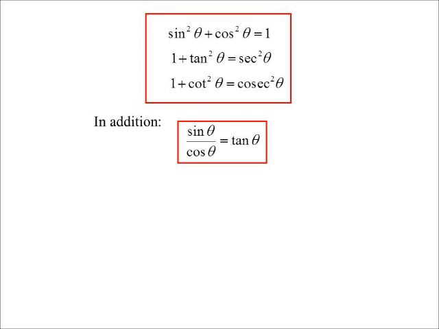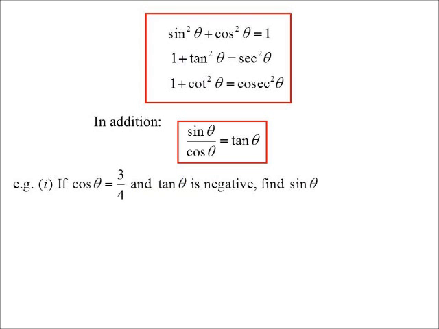There is one more relationship that comes in real handy whenever we're proving these sorts of questions, and that is the ratio of tan theta being sine theta on cos theta. That can come in useful when we're proving these sorts of identity questions.